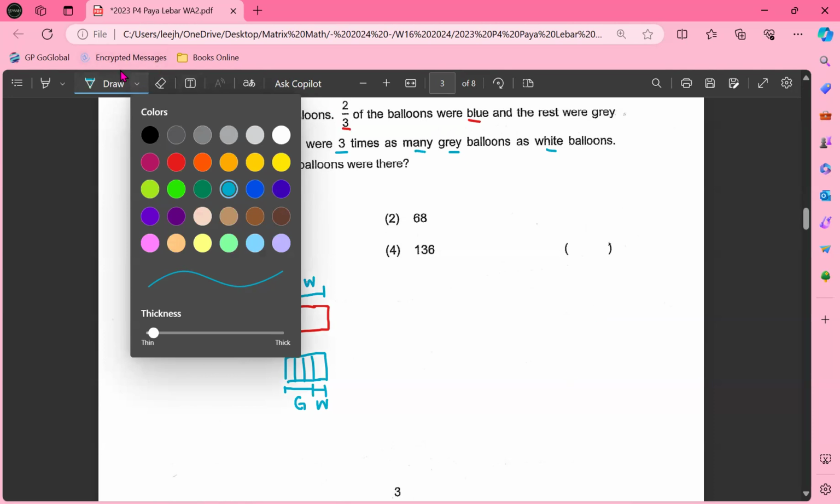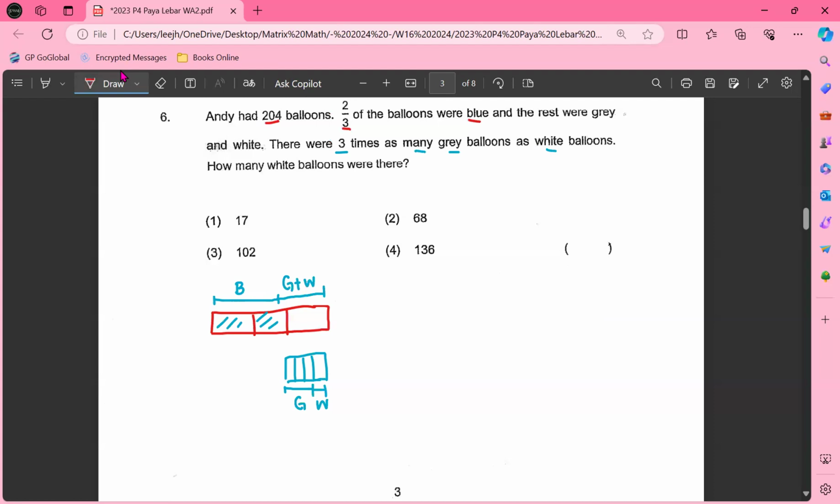Okay, so let's work it out. So you know the total is 204. That's the total. Okay, so you know 204 will be 1, 2, 3 units. So that means we need to find out the number of gray and white balloons. So gray plus white will be 204 divided by 3, which is 68. So this over here is 68.